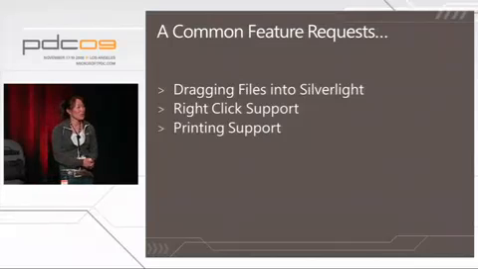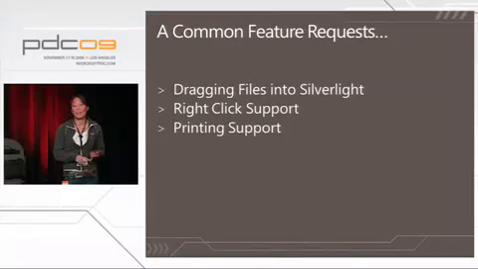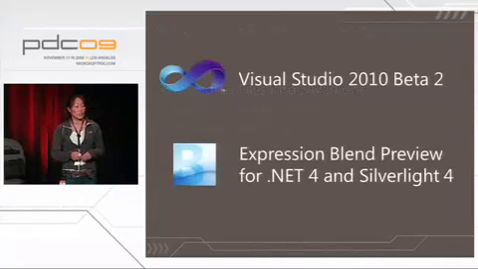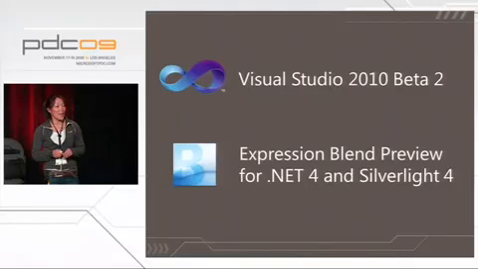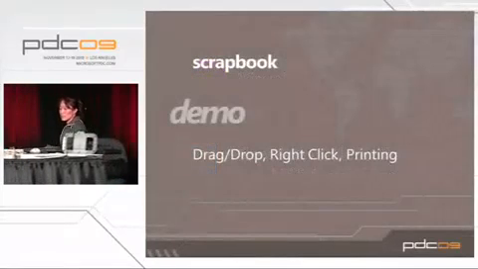To start out, I'm going to go quickly into a demo and show off 3 often requested features that folks have needed to build business Silverlight applications. Being able to drag a file into a Silverlight control, right-click support, and printing. In this demo, you'll see Visual Studio 2010 Beta 2 and a look at the Silverlight Interactive Design Service. Later in the presentation, you'll also see Expression Blend Preview for .NET 4 and Silverlight 4, so our tools for Silverlight 4. And with that, let's step into a demo.